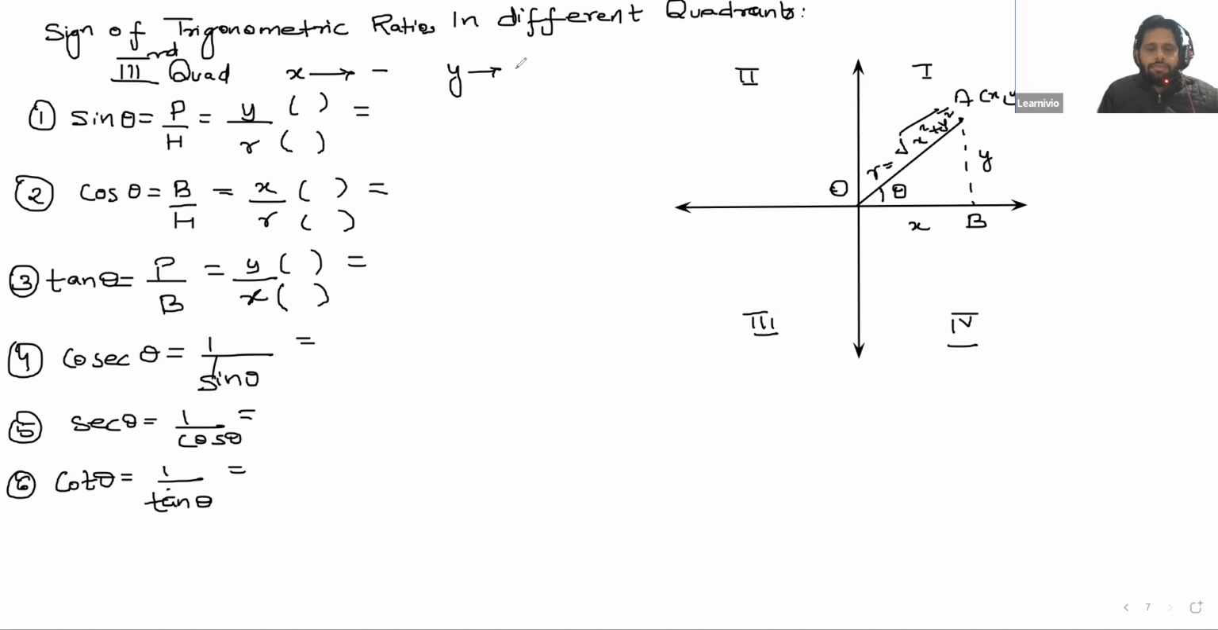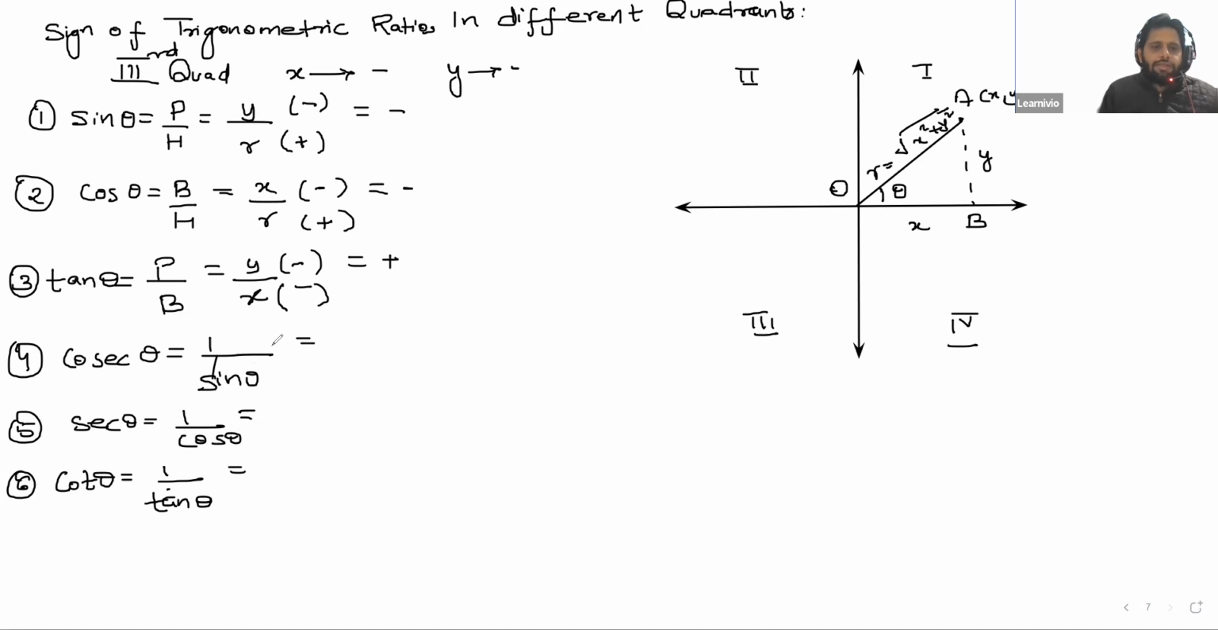Y? Y also negative. Now sine theta is y by r, so negative, positive. R will always be positive, so this will give you negative. Cos is negative, and this is positive, so this will give you negative. Tan is negative, negative. This will give you positive.